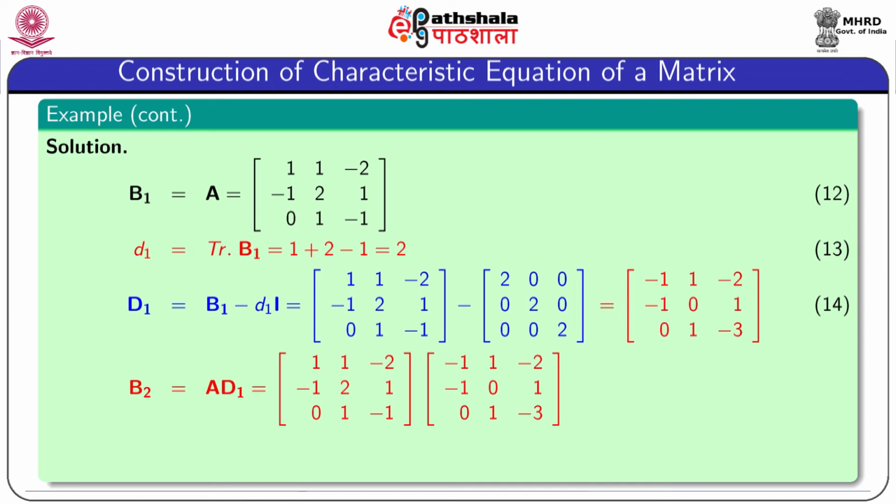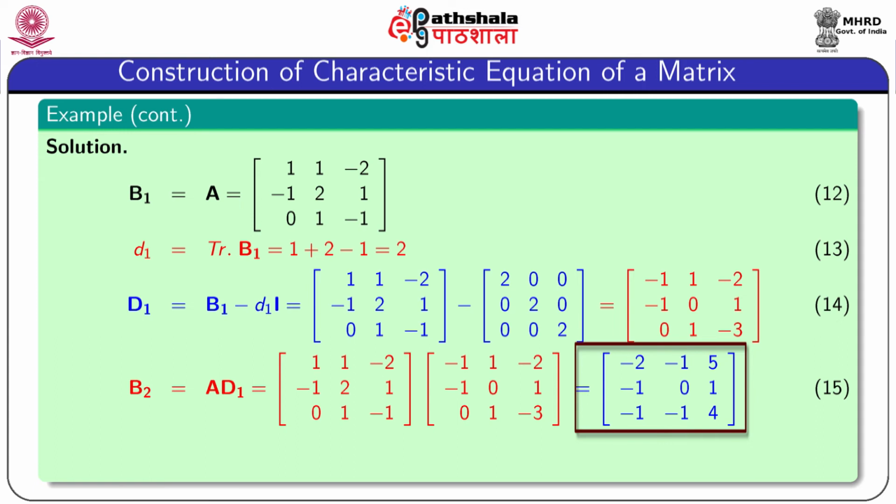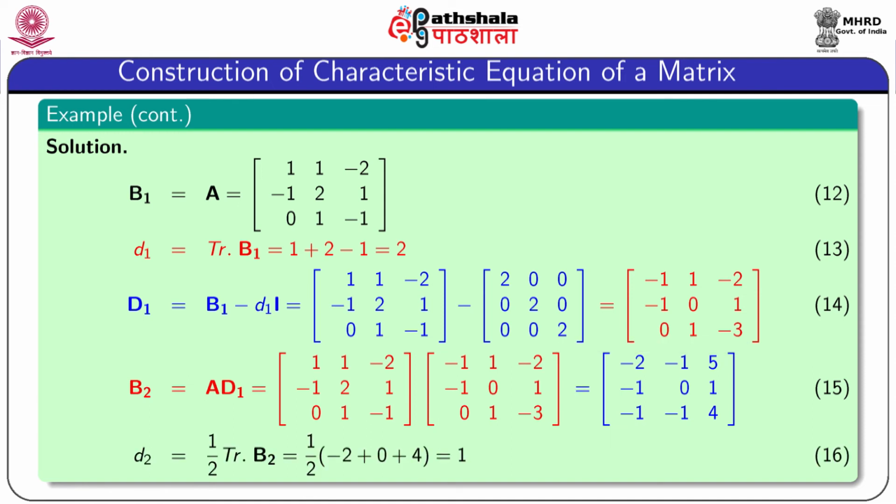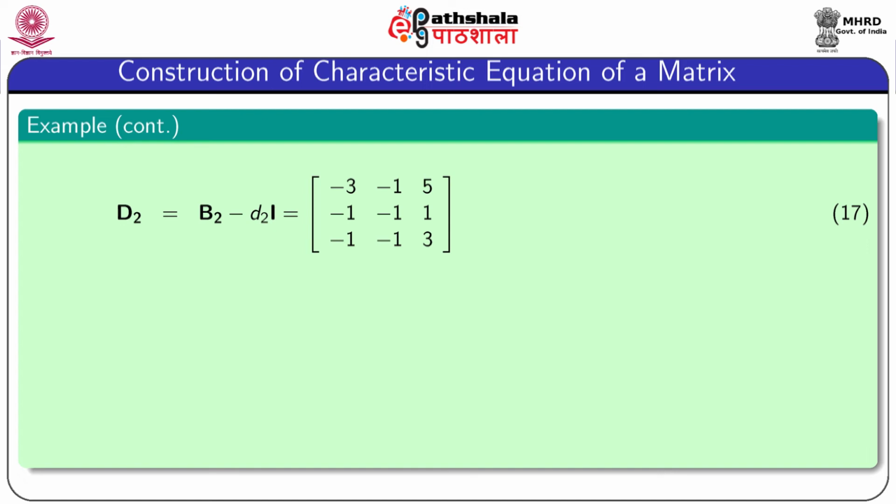Now, we calculate B2, whose formula is A into D1, and after multiplication, the matrix B2 is minus 2, minus 1, 5; minus 1, 0, 1; and the last row is minus 1, minus 1, 4. So, this is the matrix B2, and the element D2 equals half of the trace of the matrix B2, which is equal to 1. The matrix D2, which is B2 minus D2 times I, equals minus 3, minus 1, 5. Second row is minus 1, minus 1, 1, and third row is minus 1, minus 1, 3.